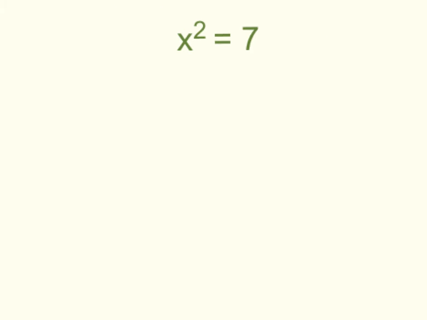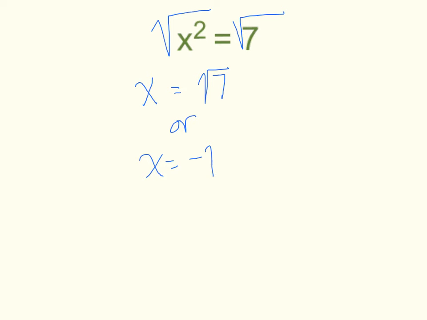If I have x squared equals 7, again, the inverse of squaring is square rooting. I do it to both sides of my equal sign. But this time, 7 is not a perfect square. So I can say that I have, as an exact answer, x is equal to the square root of 7, or x is equal to the negative square root of 7. Okay. Another way to write it is x equals plus or minus the square root of 7.